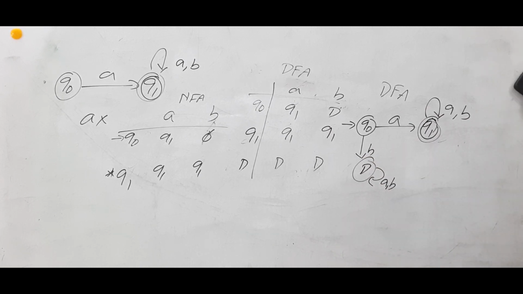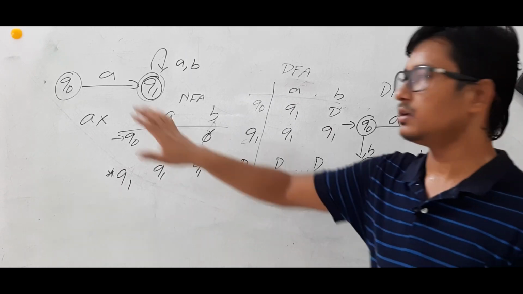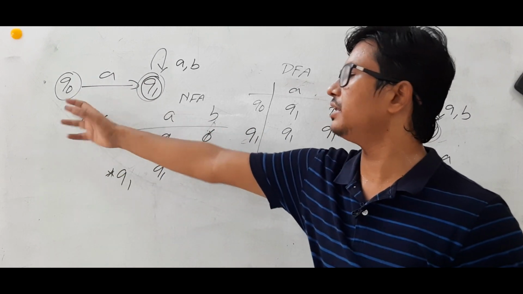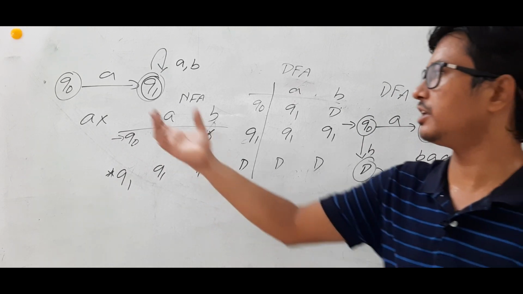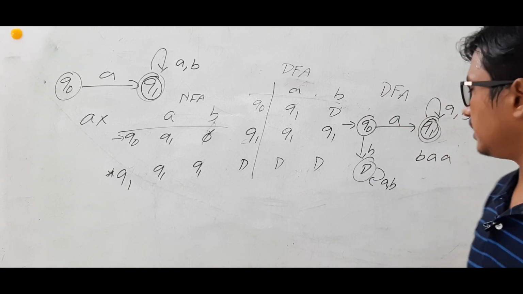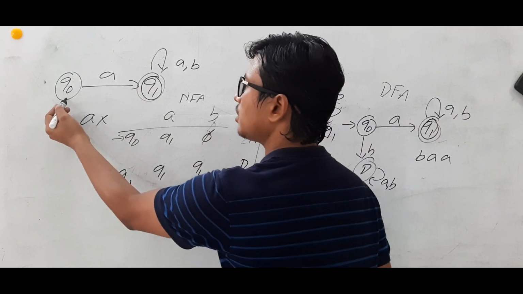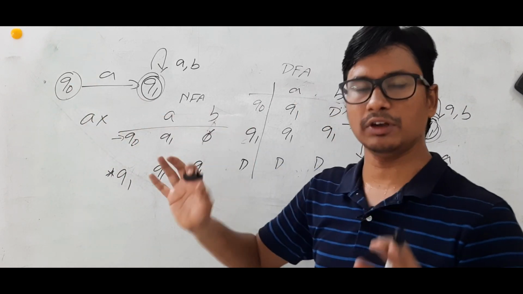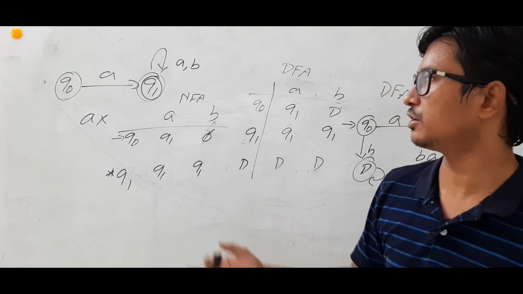Now, I will take a string BAA. Is the BAA string accepted by the NFA? No, it is not accepted. If you see Q0 on B, there is no move. If there is no move, it cannot go anywhere and cannot reach the final state. So I can say that it is not accepted by this NFA. If you have a doubt, see Q0 on B, you are not giving any move, so it will not go to Q0. It will be in a dead configuration state because there is no move.